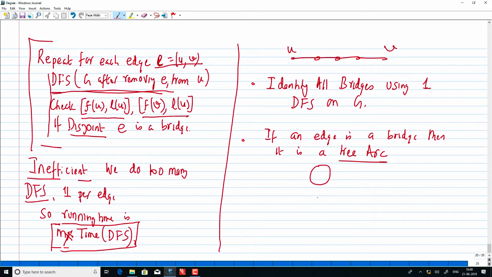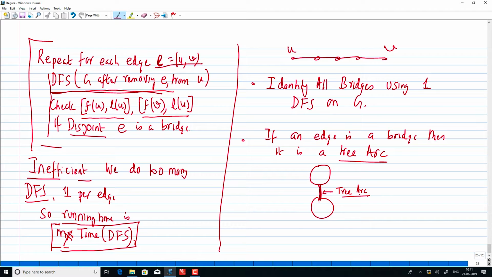The graph looks like this and this is a bridge. Once I remove this, the graph is disconnected into two components. U is in one component, V is in the other component. Then obviously when I do the depth first search from whichever vertex, this edge will be the edge which brings the traversal to the end point for the first time. Therefore, this will always be a tree arc. If an edge is a bridge, that is its removal disconnects the graph, then it is a tree arc.